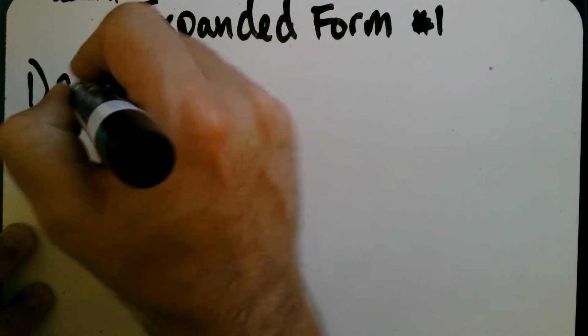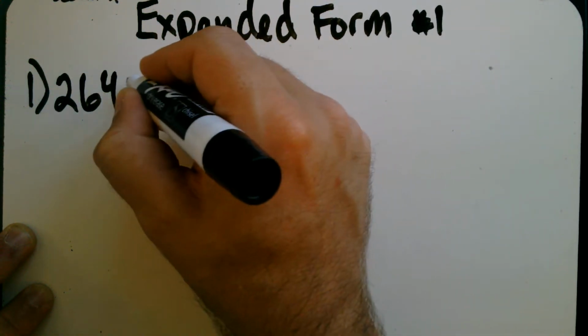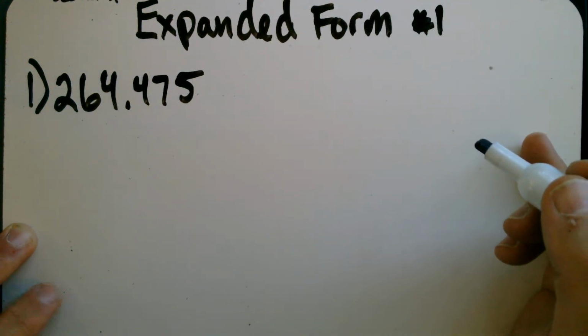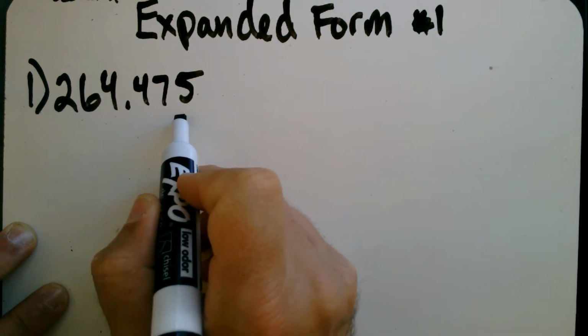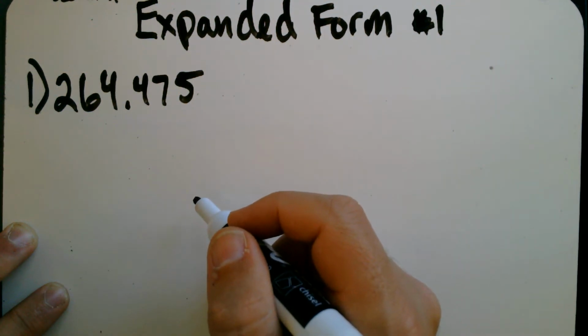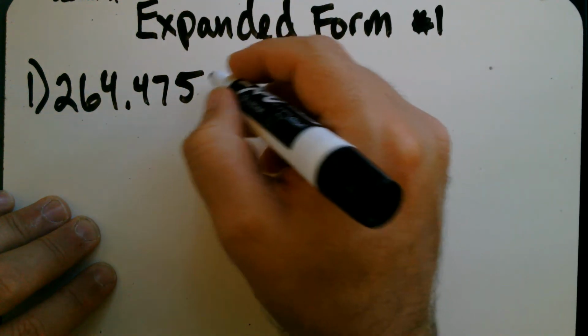Alright, so our first number is 264 and 475 thousandths. Now, in your notes video, we only did expanded form to the hundredths place, but in more practice, we're going to do to the thousandths place. All right, don't worry. I'm going to show you how to do it, and I'm going to show you 3 different examples so that you have a reference on your paper to do the rest of your problems.